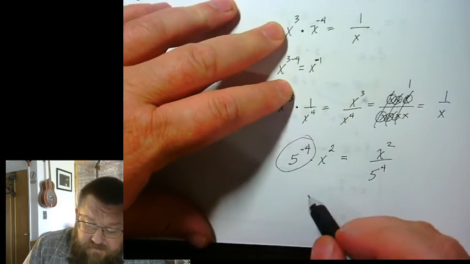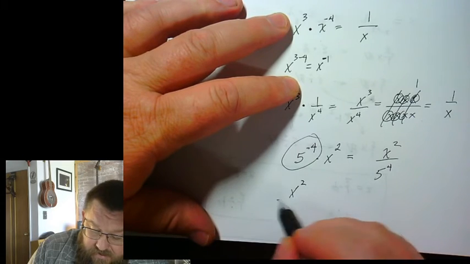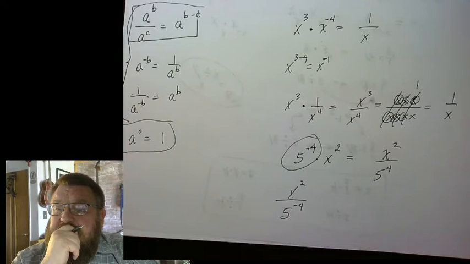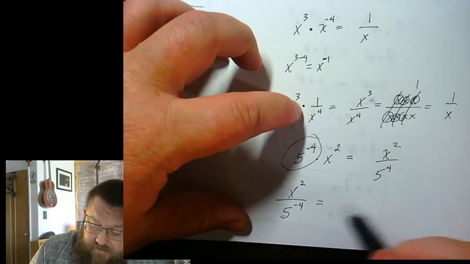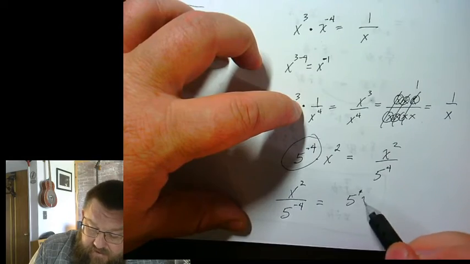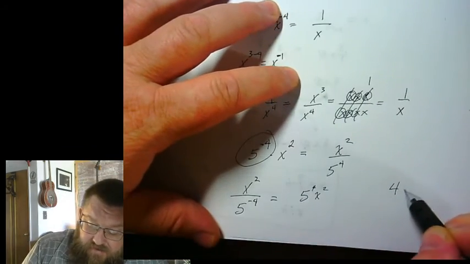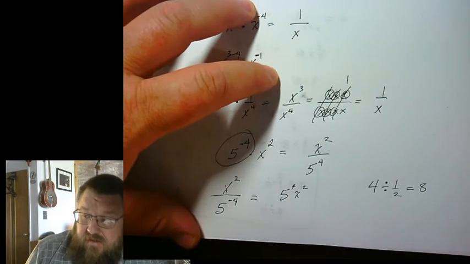So let's see one more example. What if you had something like this? What if you had x squared divided by 5 to the negative 4? Wow, that one's kind of tricky, right? Well, here's what the answer is going to be. It's going to be 5 to the fourth x squared. The reason why is the same reason why if you did this, you would get 8.